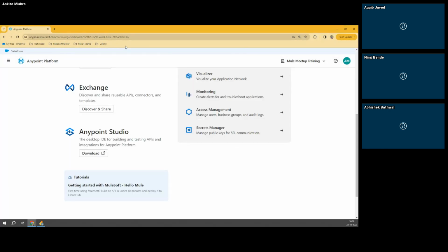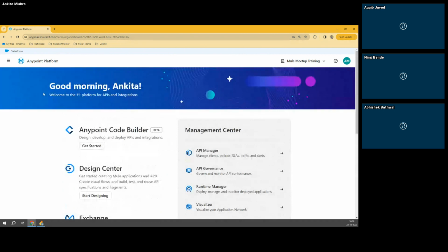Okay, so as you can see, I have already created my Anypoint platform account. This is the home page of my Anypoint platform. This is a trial version, so anybody can create a trial account on Anypoint platform. The subscription time is 30 days, so your trial account will expire after 30 days. But no worries, you can always recreate a trial account. That's not a problem. But there are many subscription models that MuleSoft provides.